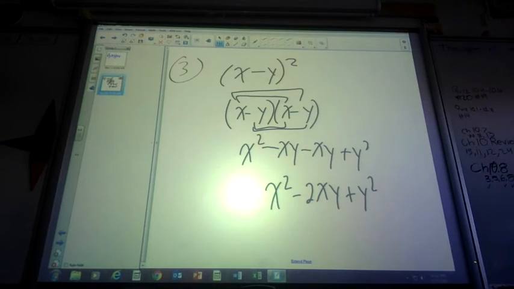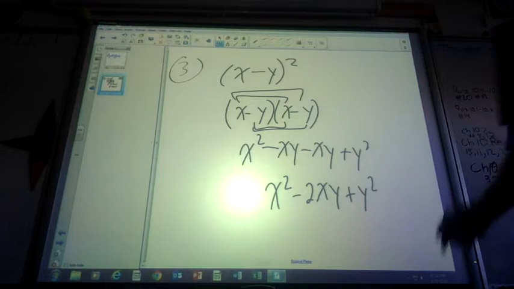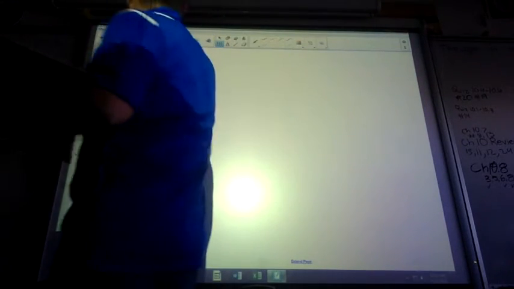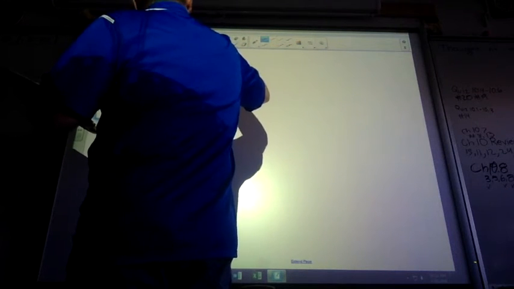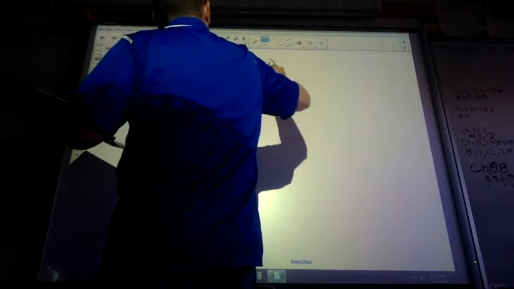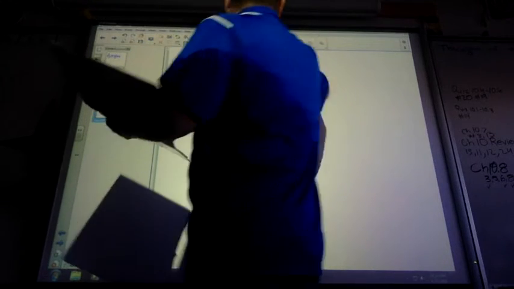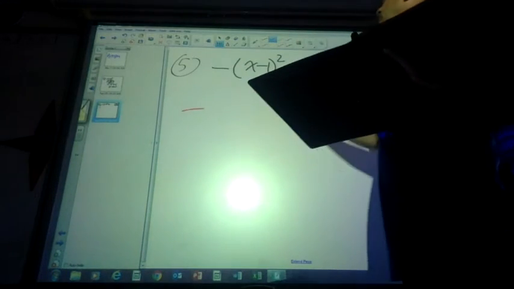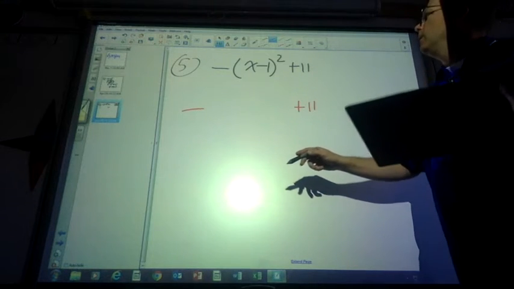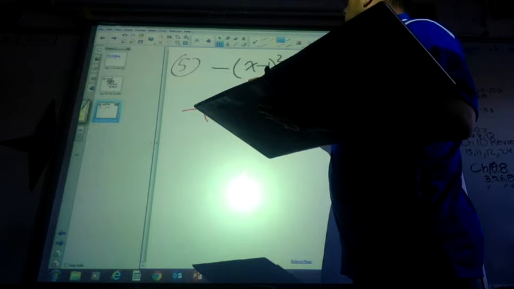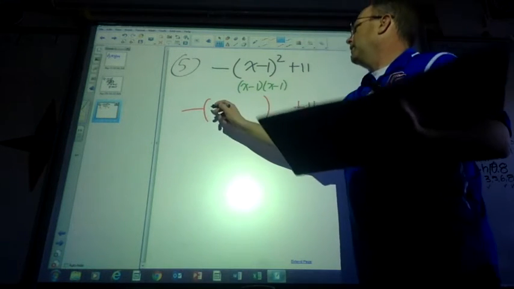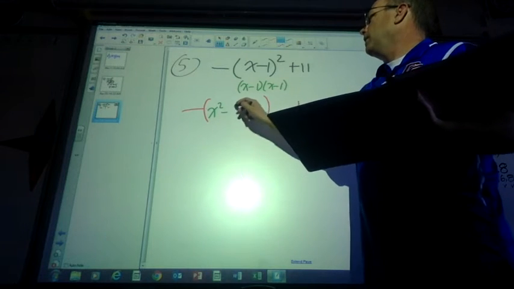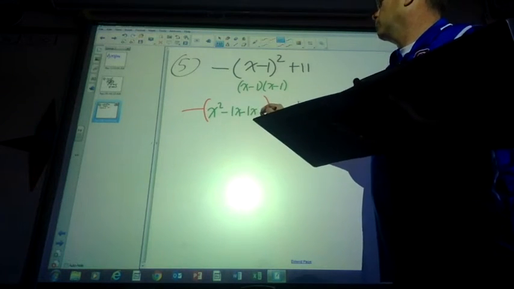Anything else up through number 5 you want to see? Yeah? Number 5. You got it. Number 5, we have this. We have a negative, and you have x minus 1 quantity squared plus 11. Okay, so this negative is going to come down, and this plus 11 are going to come down. I'm still going to have some stuff in parentheses, but I have to realize this is the same thing as x minus 1, x minus 1. If I multiply that together, I'm going to get x squared minus 2x plus 1.